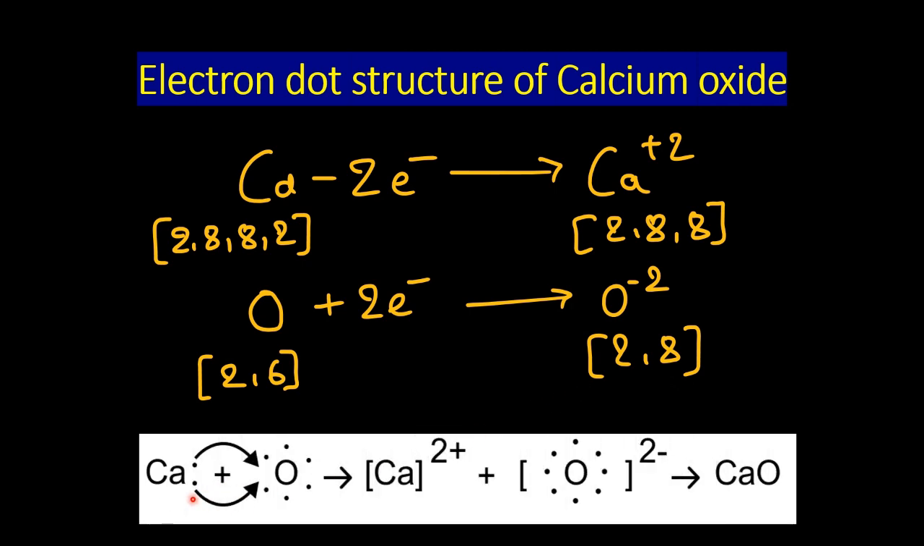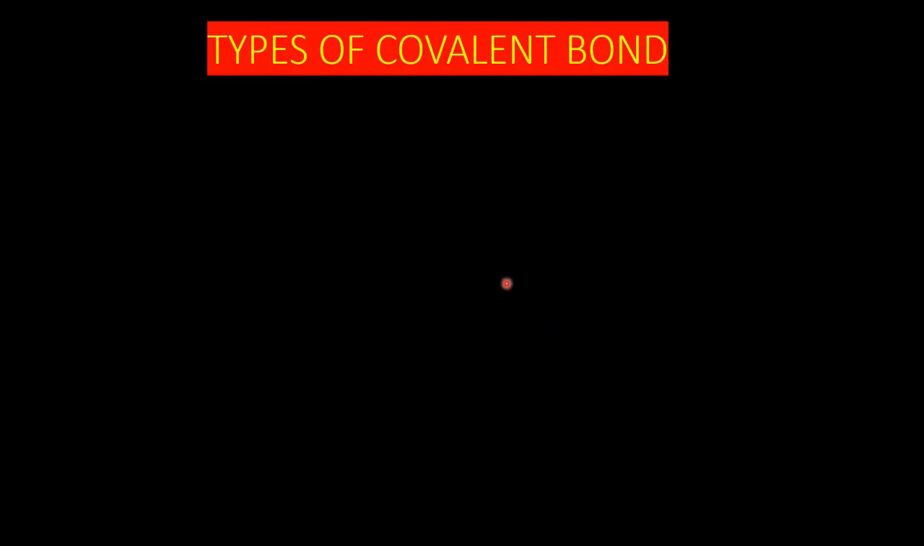So you can write like this: calcium will give both of its electrons to oxygen, it will become calcium plus 2, and you should not write this plus here. Okay, and oxygen will gain both the electrons and become O2 minus. So it is overall calcium oxide.